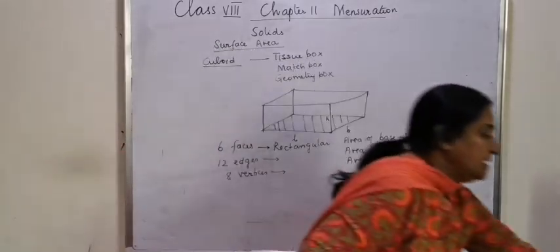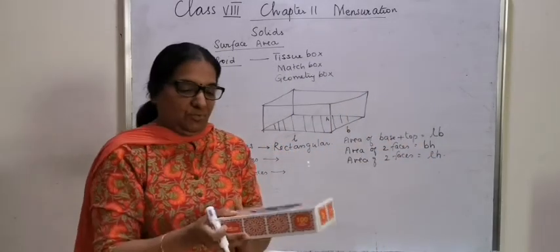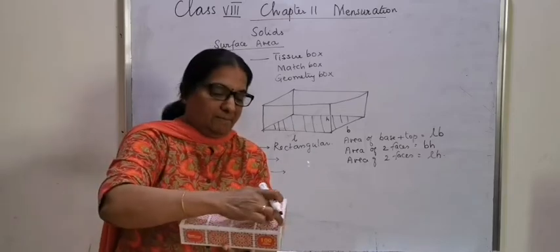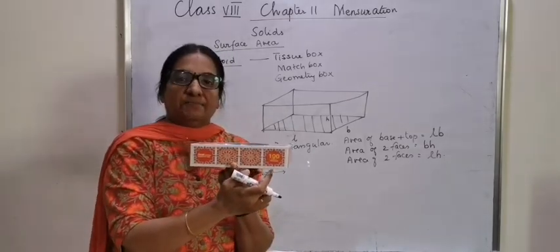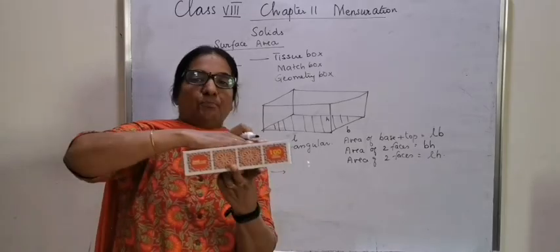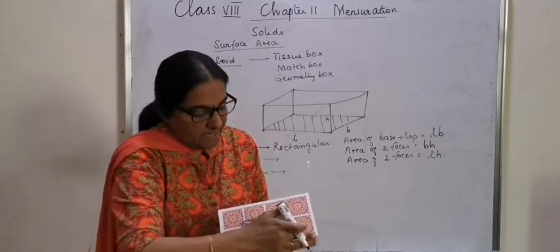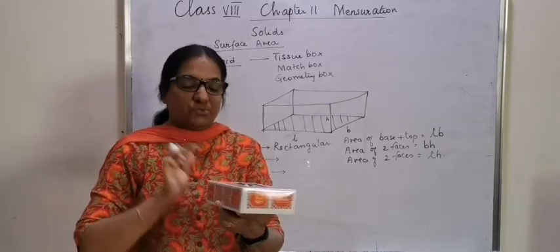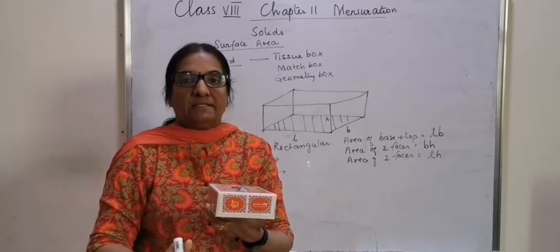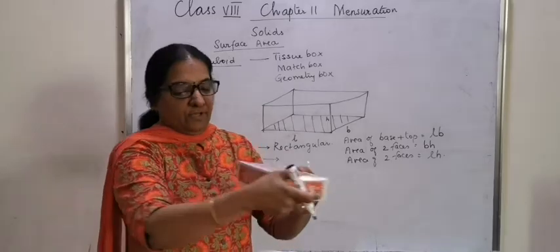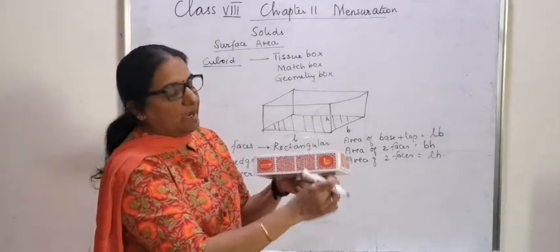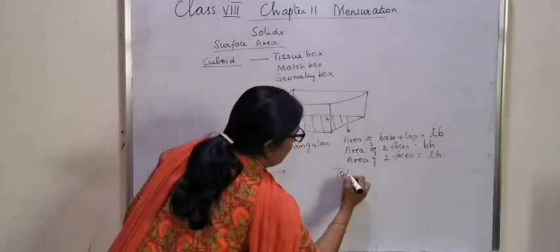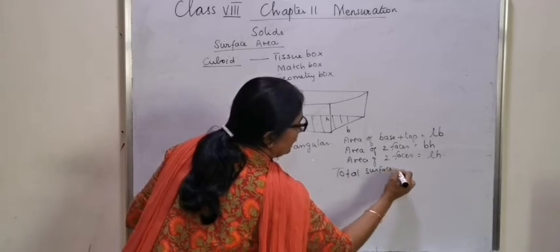The example can be very well understood by using this tissue box. You can see it has a length, it has a breadth and it has a height. So area of the top as well as the bottom faces will be length into breadth. Area of the remaining 2 faces will be breadth into height, and area of this face will be length into height. So what is the total surface area of a cuboid?